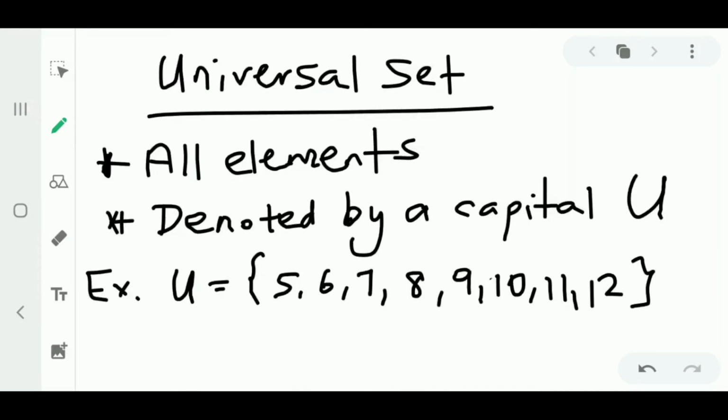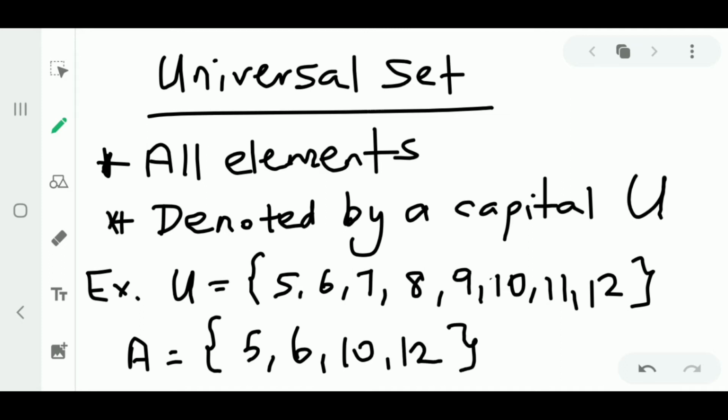Now we're going to do the universal set. The universal set is the set of all elements under consideration, and it is usually denoted by a capital U. For example, we have U is equal to 5 all the way through to 12. Let's say we wanted to denote A based on the universal set. We wanted all the factors of 60. So the factors of 60 based on this universal set here is 5, 6, 10, and 12.